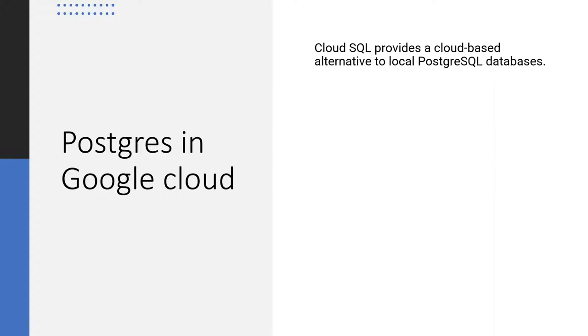So when we are talking about Postgres in Google Cloud, it is called Cloud SQL. Under Cloud SQL, it has its place as PostgreSQL. If I say what is Postgres in Cloud SQL or in Google Cloud, we'll say that Cloud SQL provides a cloud-based alternative to the PostgreSQL which you install in your local environment in your data center.